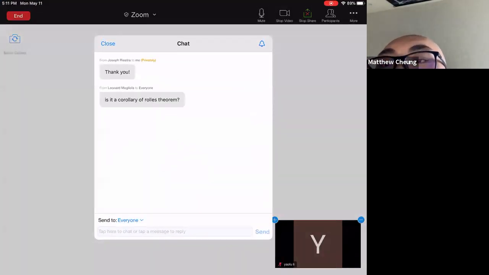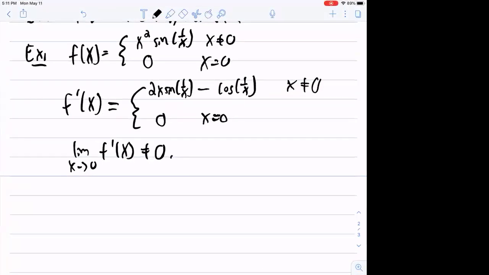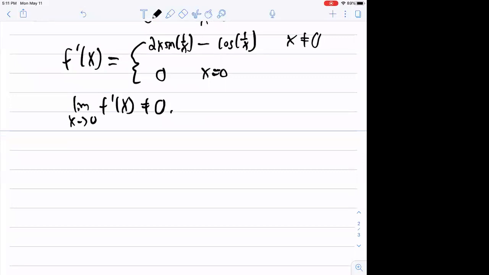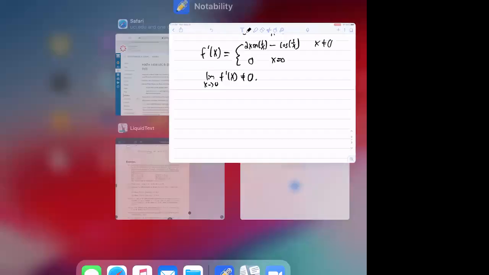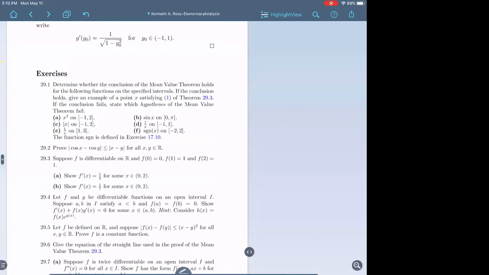Yeah, so I don't know what you mean by corollary of Rolle's theorem. So Rolle's theorem is a corollary of MVT. Yeah, okay. So let's start doing questions today. So just see how MVT is applied.